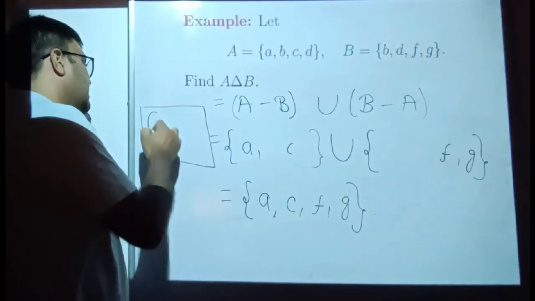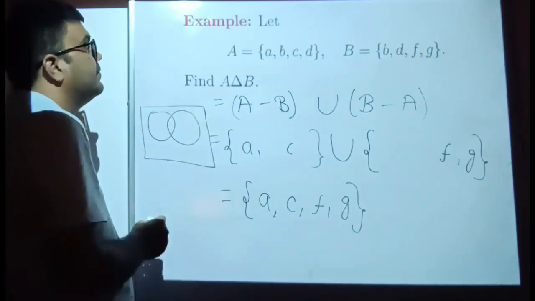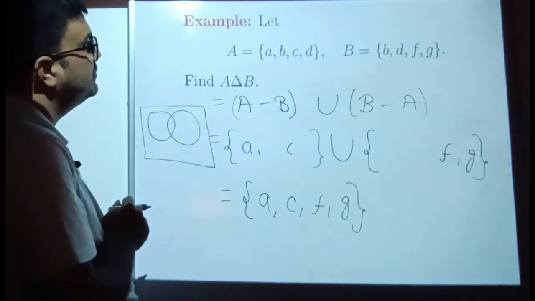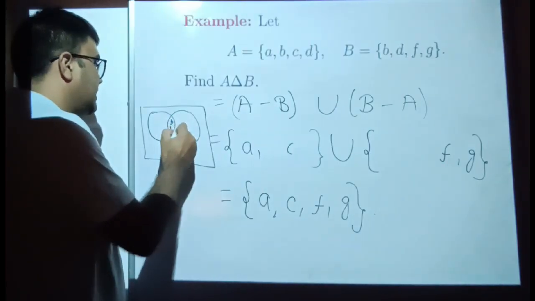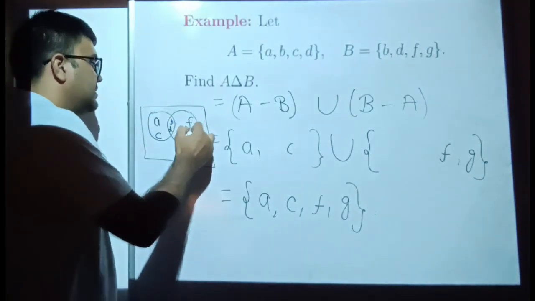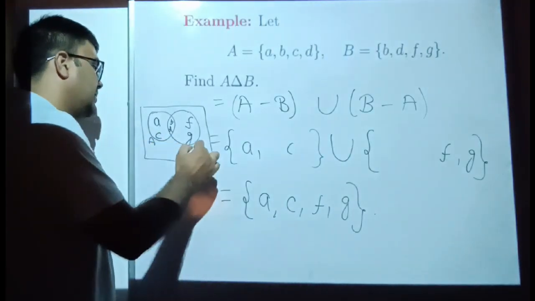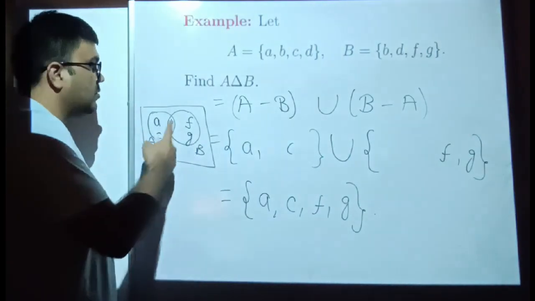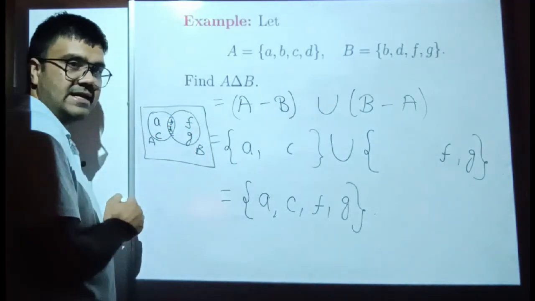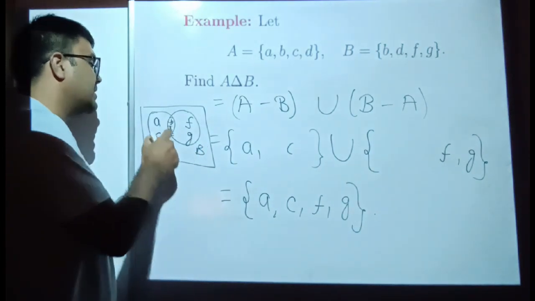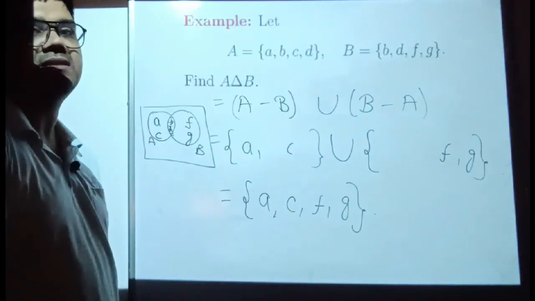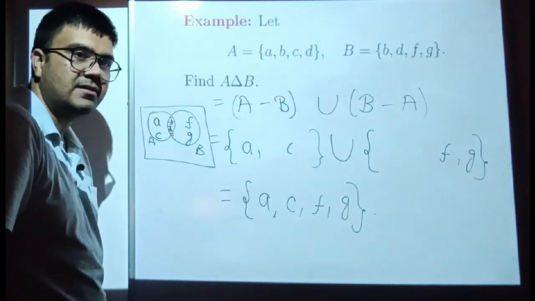If we use a Venn diagram, we have sets A and B. The common elements over here are b and d. These b and d are common. a and c are over here. f and g are over here. These are the sets A and B. When we are talking about union, all the elements are there. When we are talking about intersection, b and d are there. When we are talking about symmetric difference, we are saying a, c, f and g. These are the four elements in the symmetric difference of A and B.